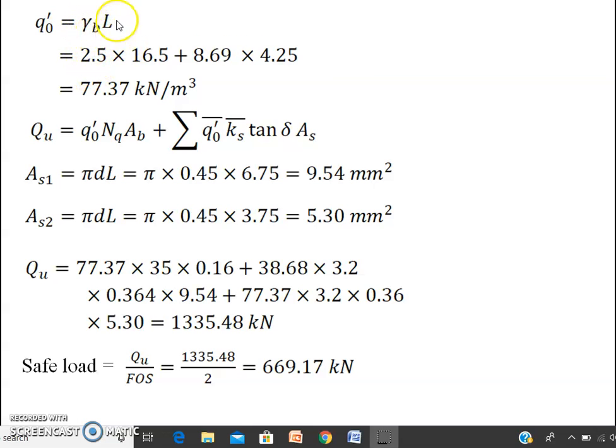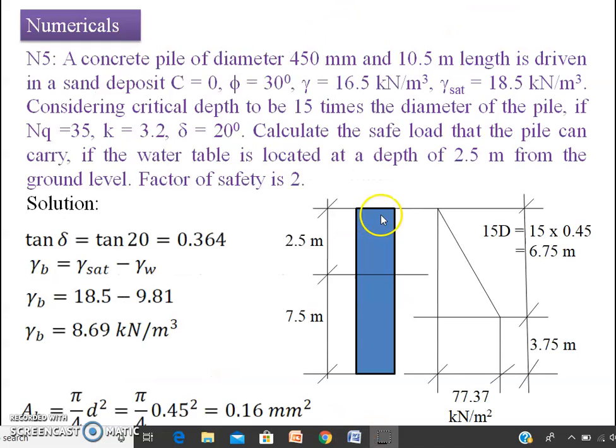Actually, it is what we call a combined stratum. Up to 2.5 meter depth there is a dry state, and after 2.5 meter depth there is the water table. So it will be a combined stress, which will be linear up to a depth of 6.75, which we have worked out here, and after that it will become constant. So we are going to work out this pressure at the 6.75 meter level.